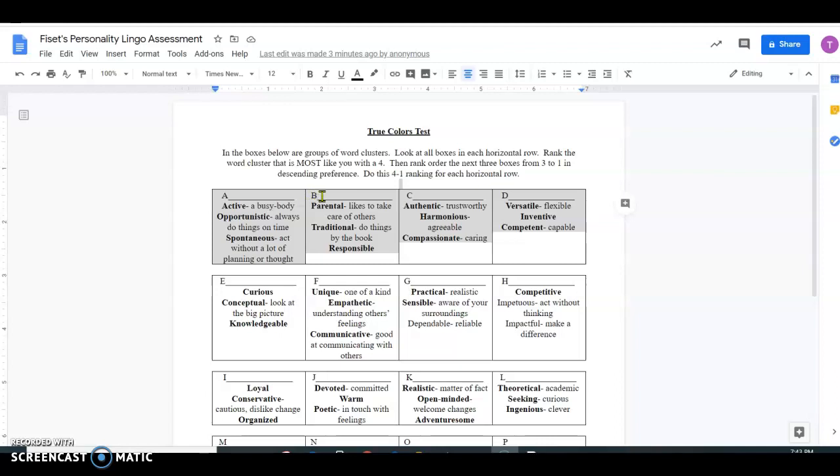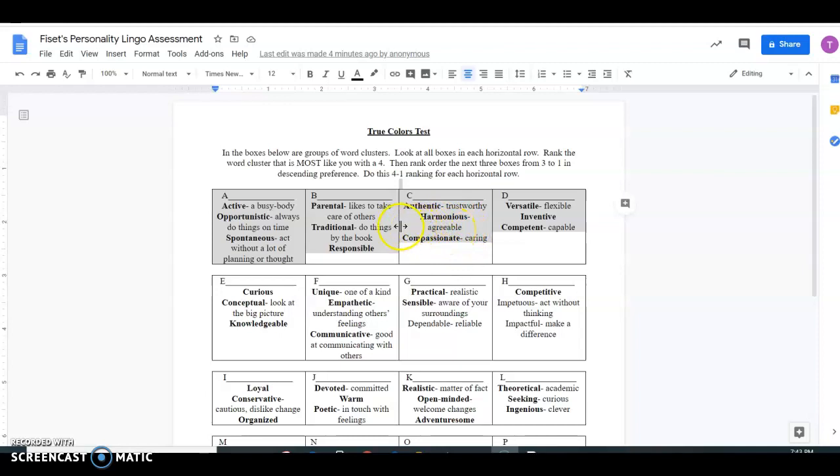So I'm going to read the B. Parental, likes to take care of others. Traditional, do things by the book. And responsible. So this one is more like me than this one. So right now, B would be my 4 and A would be my 3. But let's keep reading. C says authentic, trustworthy, harmonious, agreeable, compassionate, caring. Ooh, that one's like me too.